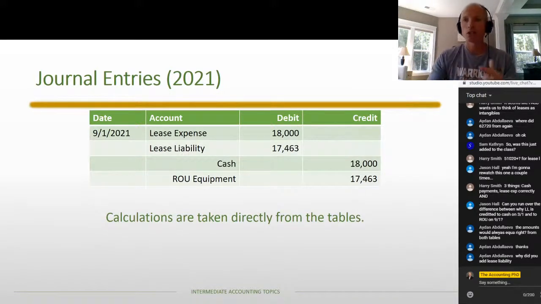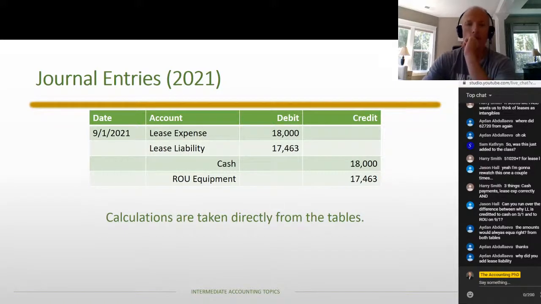We record our lease expense, we record our cash payment. They directly offset each other. We know we need to amortize the lease liability using the effective interest method, and when we look at that row in the table, that is directly offset by the amortization of the right-of-use piece of equipment. So this sort of normal journal entry for the payment is fairly straightforward. You take all the amounts right from the tables.